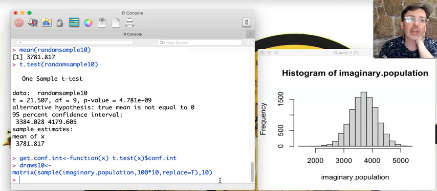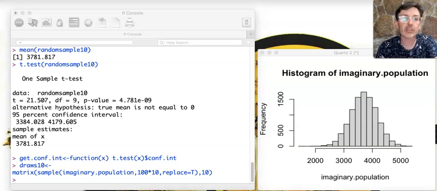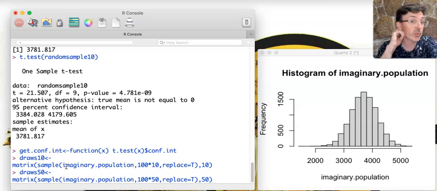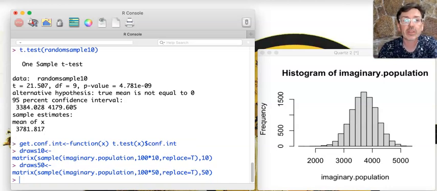I'm also interested in thinking about what happens with my sample size. It's going to be important later on. I'm going to do the exact same thing, exact same code, except that I'm going to sample 50 penguins at a time instead of 10 penguins at a time.